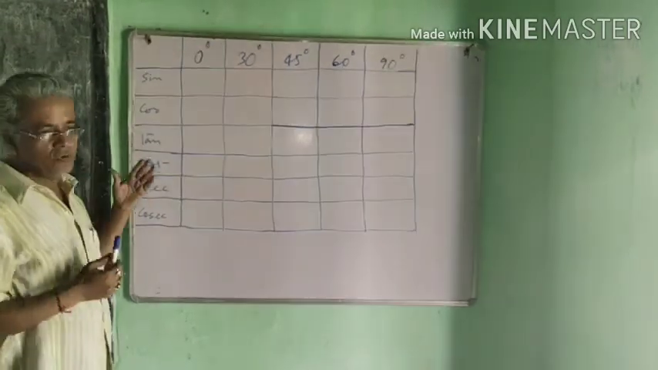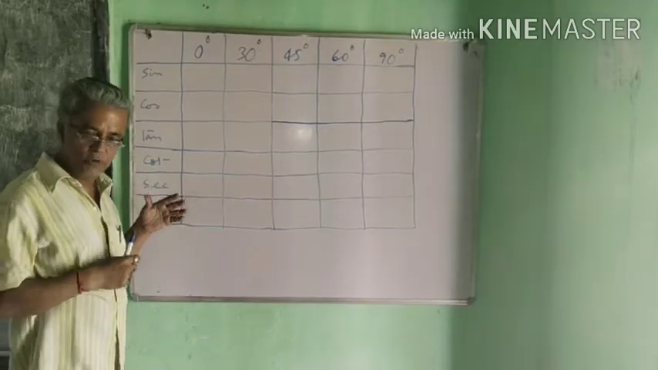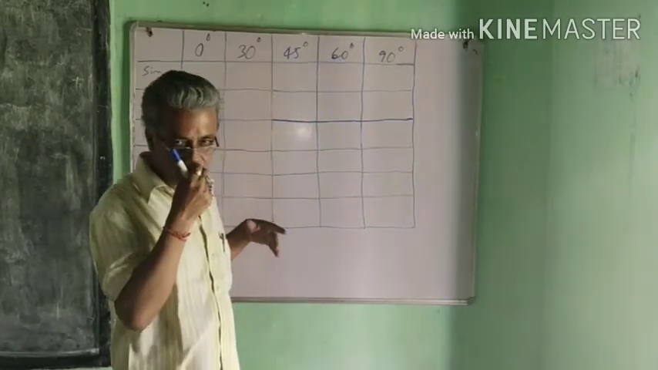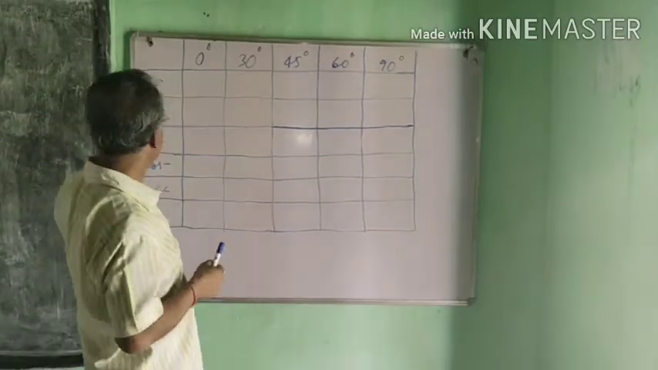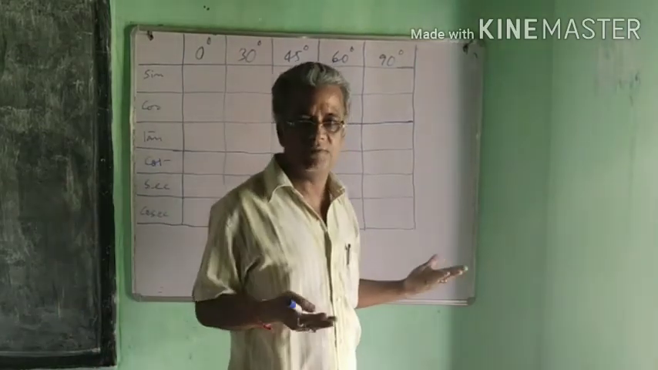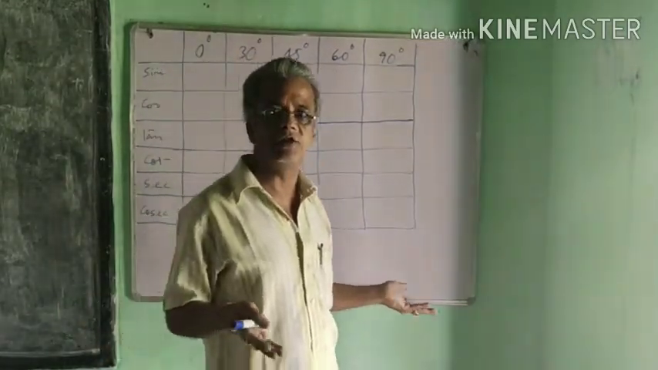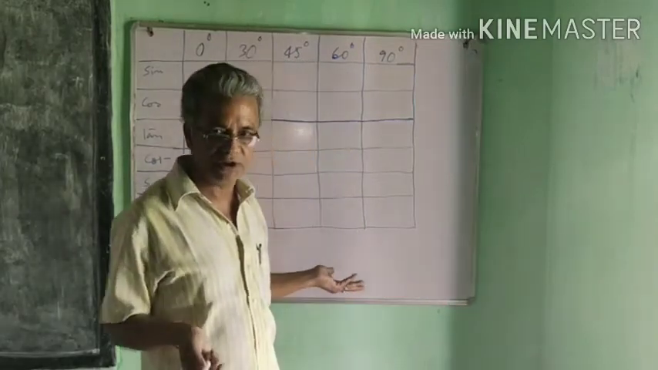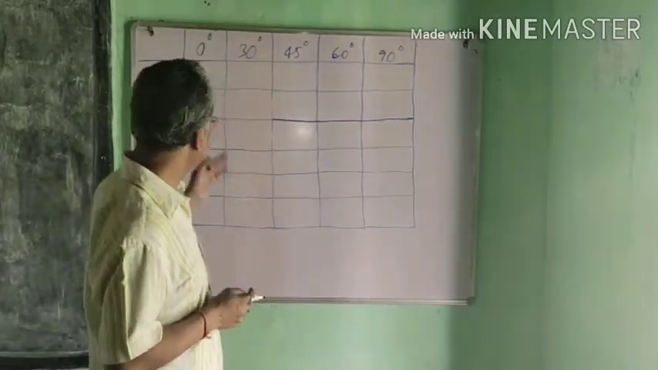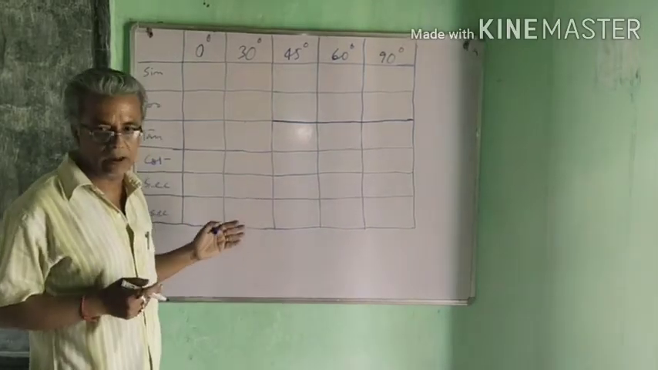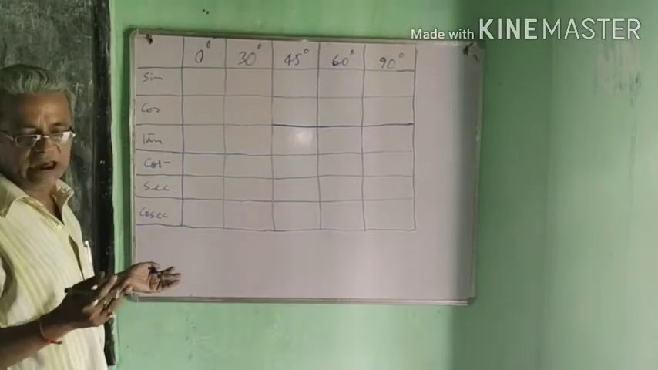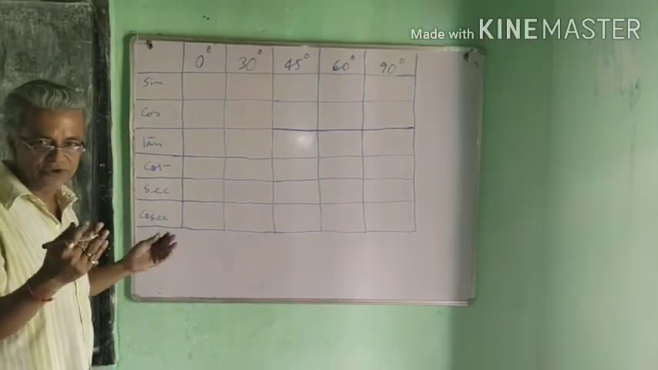Now, how to remember? Actually, we can prove the values with the help of geometry. That is, sine 0 degree is 0. We can prove it from geometry, which is not required. It is beyond the course of your study, but you are to remember the values. So, how to remember and how to prepare this table first? Very easy. Mechanically, we are producing this table.